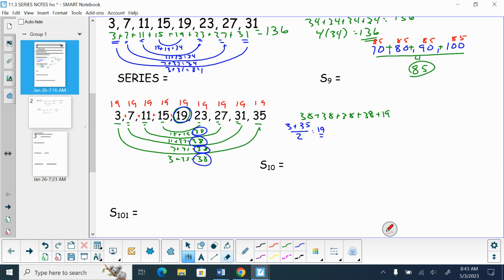And now this Lone Ranger that's sitting in there, I can now include. So I have 19 plus 19 plus 19 plus 19 plus 19 plus 19 plus 19 plus 19. 2, 3, 4, 5, 6, 7, 8, 9. So I have 9 times 19, because I have a total of 9 terms there. I can multiply by 19 to give me my 171.